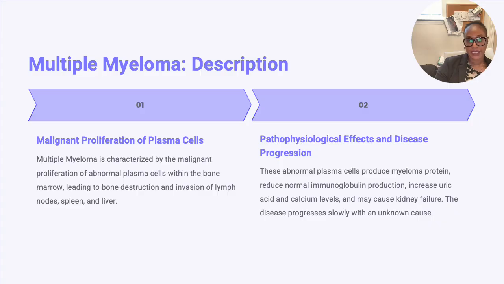The abnormal plasma cell produces abnormal antibodies called myeloma protein or the Jones protein, and this is found in the blood and the urine. Multiple myeloma causes decreased production of immunoglobulin and antibodies and increased levels of uric acid and calcium, which can lead to kidney failure. The disease develops slowly and the cause is unknown.